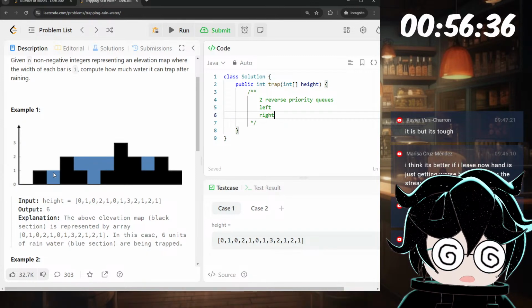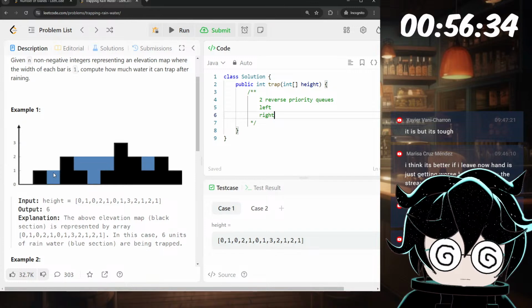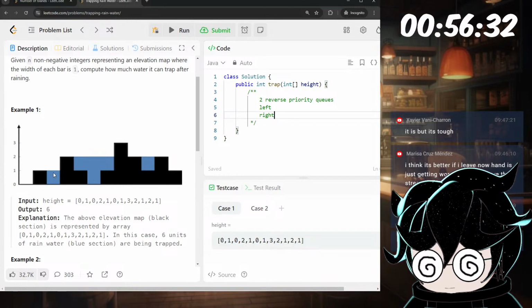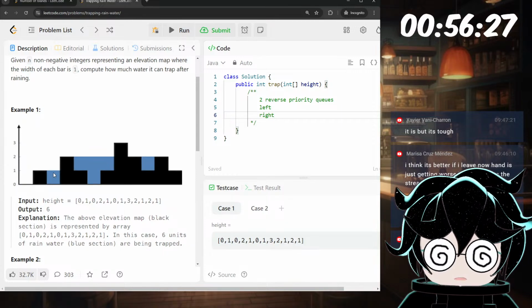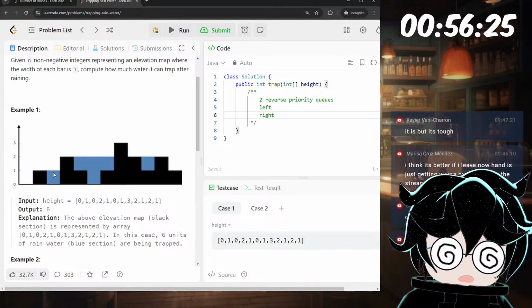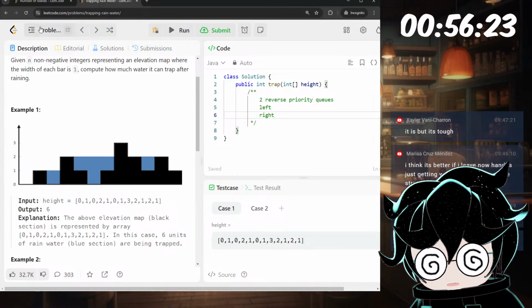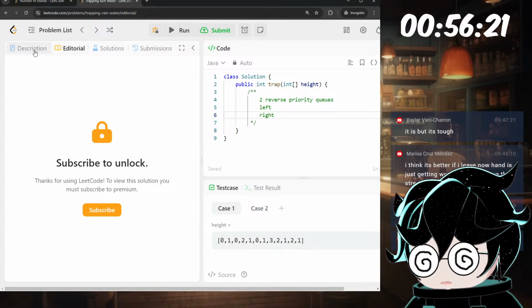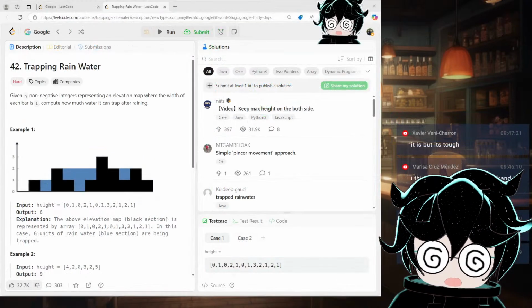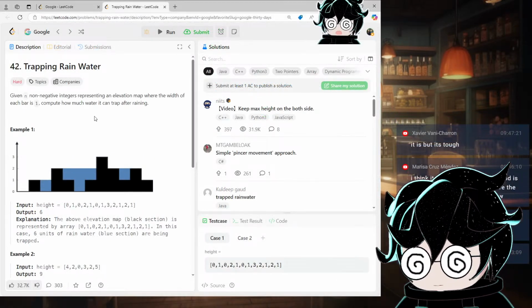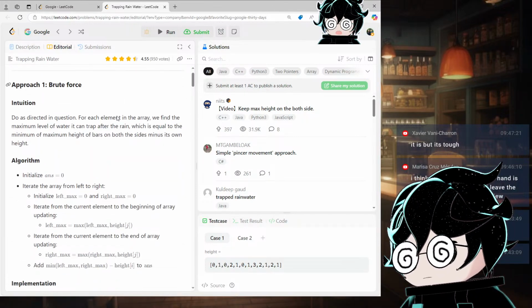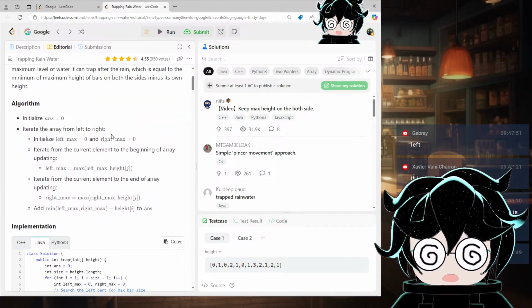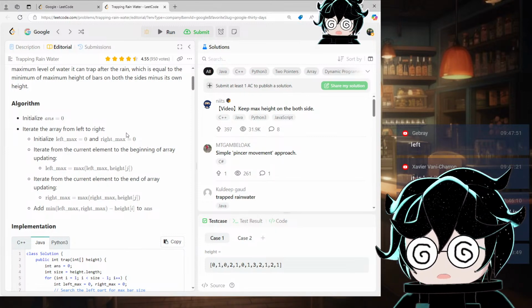Xavier says it is, but it's tough. You know what? I am stumped. Time to take a peek at the solutions, which I need LeetCode Premium to have. Okay, here is brute force.